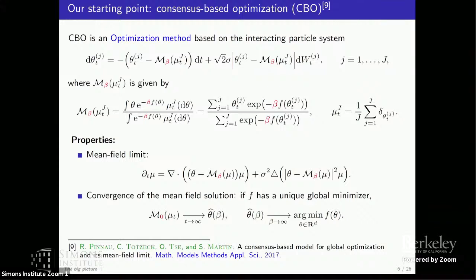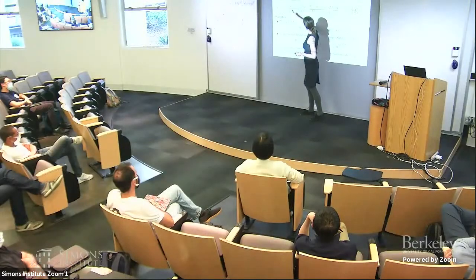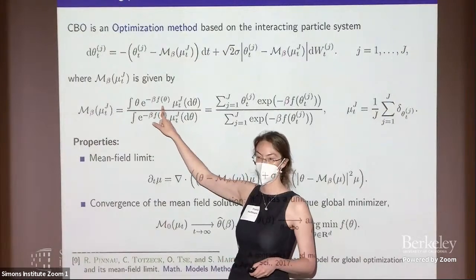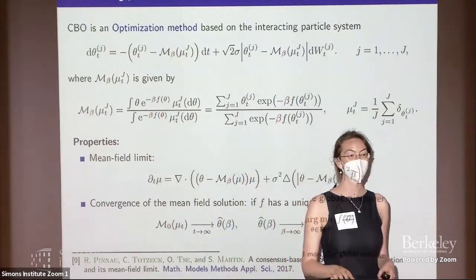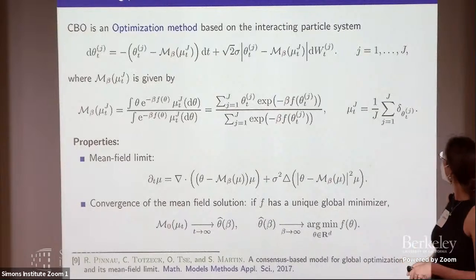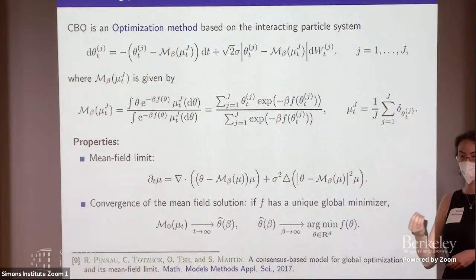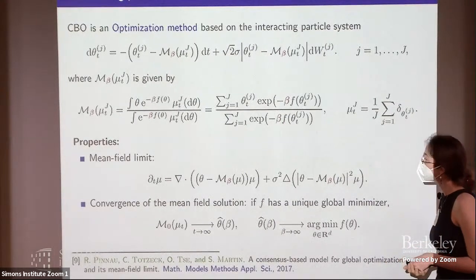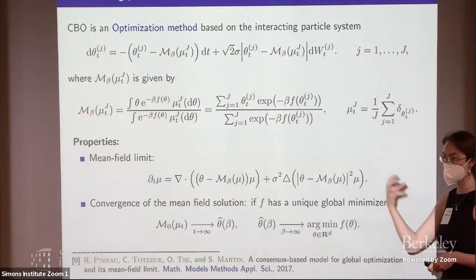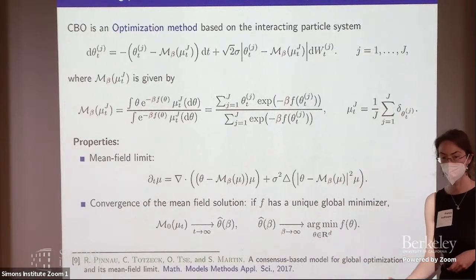And here the idea is the following. You set up a particle evolution where particles are driven towards a weighted mean. This weighted mean m beta is just a reweighting with the function f that you're actually interested in. What we want to do here is just minimize f, right? By putting the information of f into this weighted mean, you hope that you converge to an approximation of the minimum of this function.